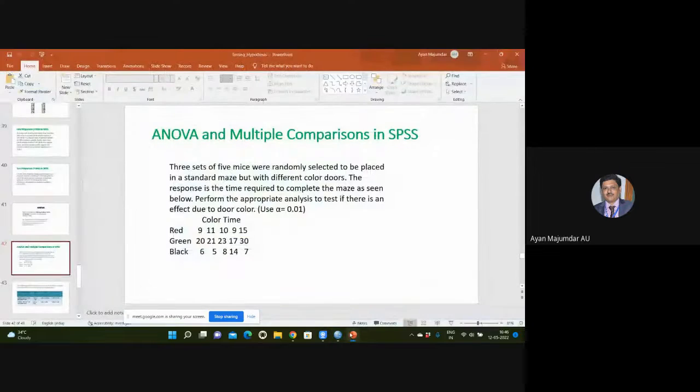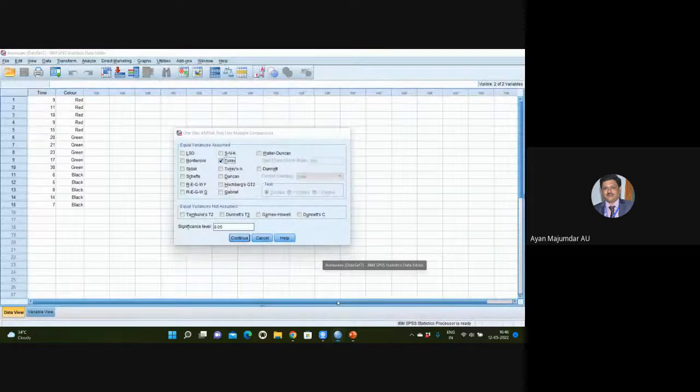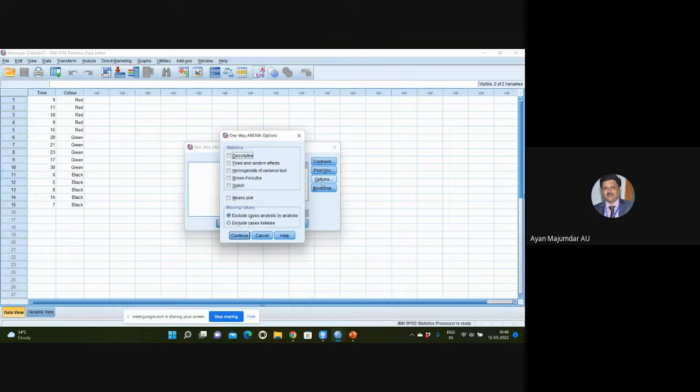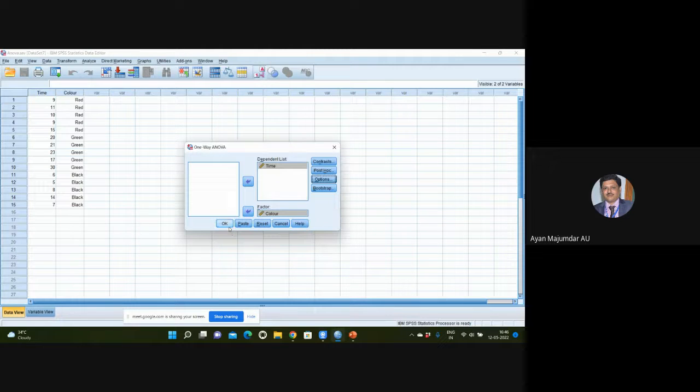In the problem, the level of significance is 1%. So here, by default, it is 5%. You change it to 1%. Okay, and continue. Choose options and click homogeneity of variance. Once done, continue.